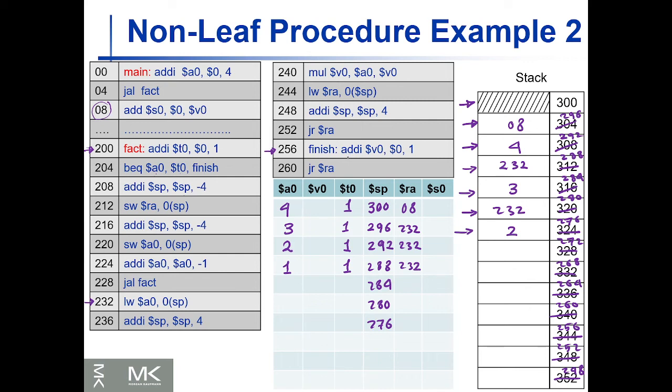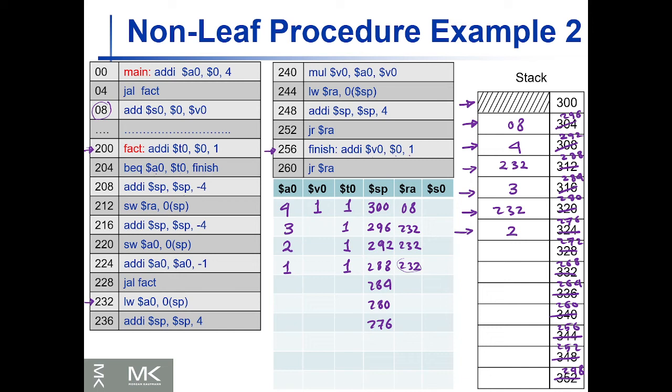Addi V0 0 1. So V0 now appears to us and becomes 1. Then we jump register RA. So we're gonna jump to 232. What is RA? RA is 232. So we're gonna jump to it. 236. This is not 232. Yes, 232.